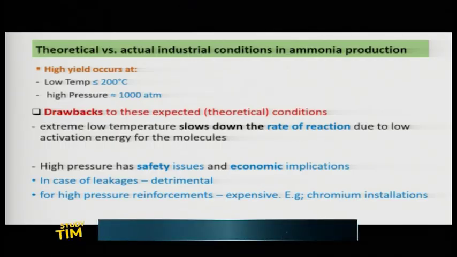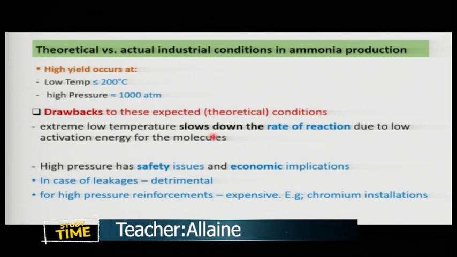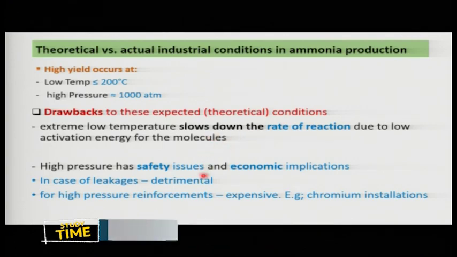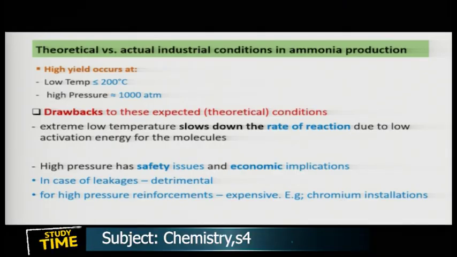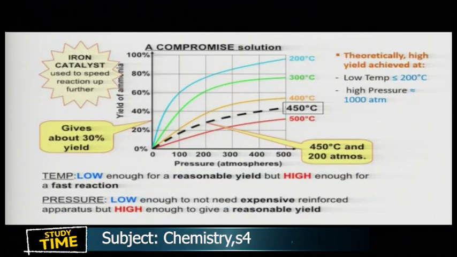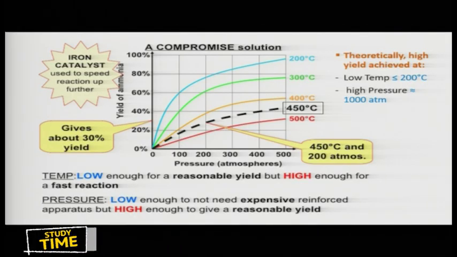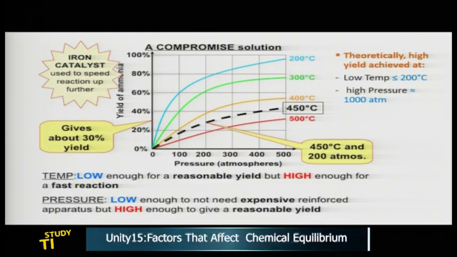So what is the way forward? After you've seen low temperature, reaction is slow. High pressure has its own disadvantages. So what do we do? What is the way forward? The solution is compromising. So the scientists had to sit and say, let's compromise.